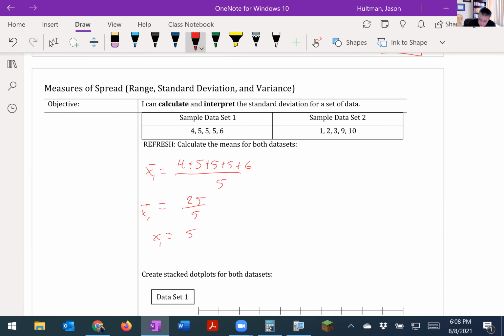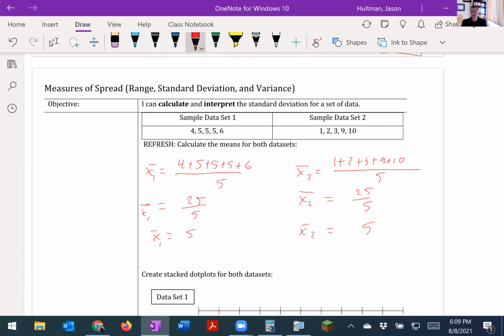Okay, what about data set 2 here? Data set 2. This is going to be 1 plus 2 plus 3 plus 9 plus 10. And we'll actually find out that this thing will add up to 25 as well. 1 plus 2 plus 3, okay, plus 9 plus 10. Yeah. 6 plus 9 is 15, plus 10 is 25. And so we get 25 over 5. And so X bar 2 is also 5.